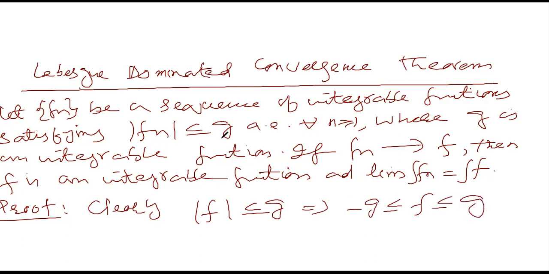This f is also measurable because it's the limit of a sequence of integrable functions, and every integrable function is measurable. So it's the limit of measurable functions actually. F is measurable and it lies between two integrable functions, because g is integrable. Any measurable function lying between two integrable functions is again an integrable function. So therefore f is an integrable function.